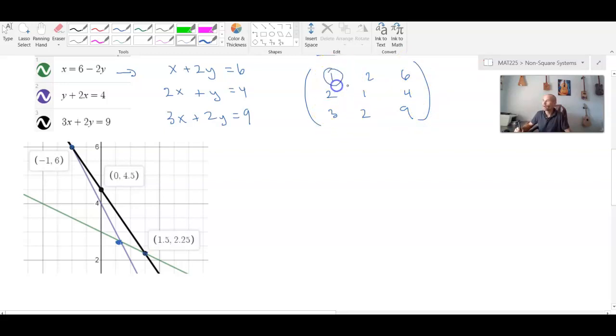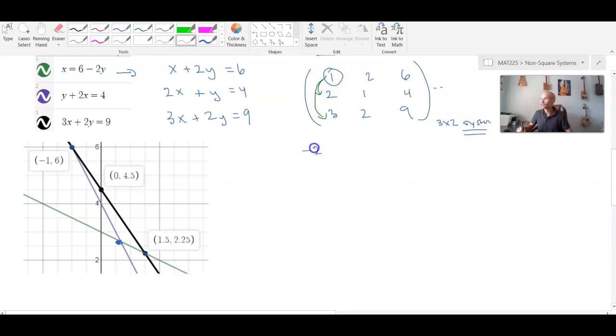I already see I have a 1 here. I'm now going to use that to help me eliminate the 2 and to eliminate the 3. Now I'm going to do something kind of uncustomary. I'm going to go ahead and do 2 operations in 1. Oh, by the way, this is a 3 by 2 system. It's a 3 by 3 matrix, but it has 3 equations in 2 variables. All right, so I'm going to go ahead and do 2 operations.